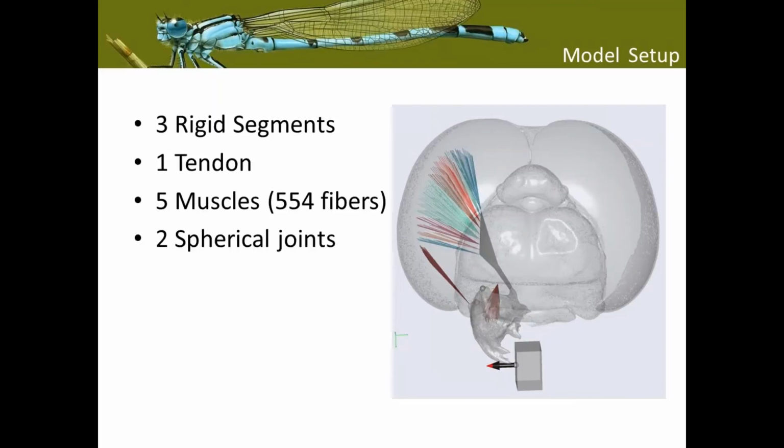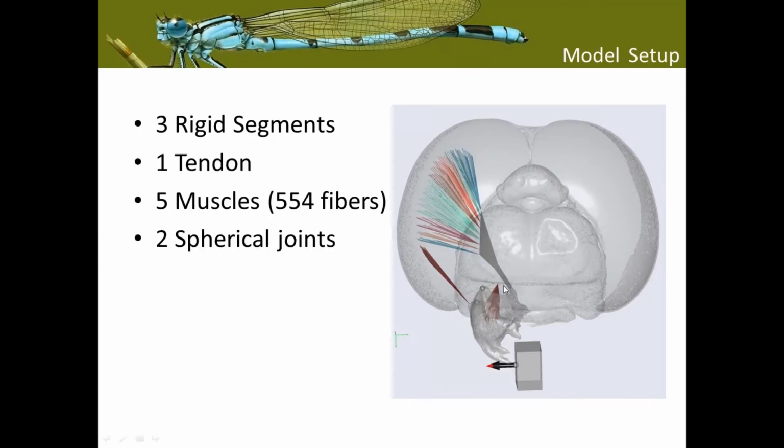So hello everyone. The aim was that we wanted to create a model that consists of 3 rigid segments, which you can see here. So one part is the head segment, the capsule here, and then we have 2 of these mandibles, like the teeth of the dragonfly. In this picture, there's only 1 represented because we don't need more for the model.